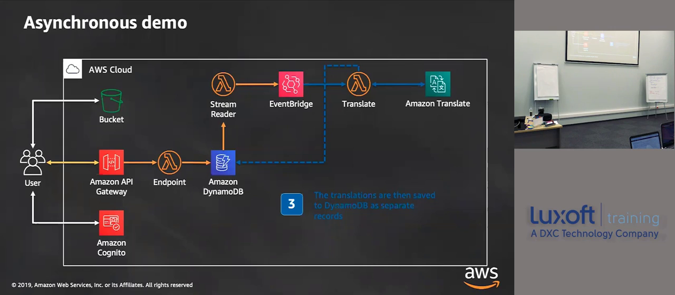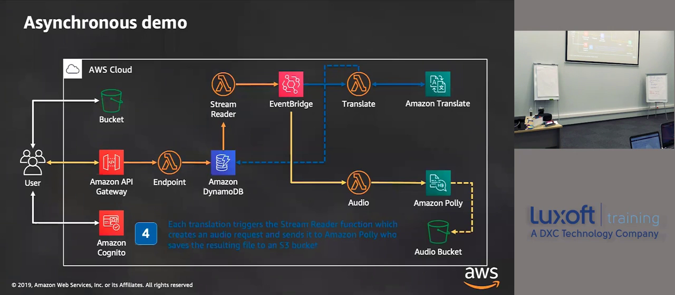So let me ask you this. If I'm writing data back to DynamoDB, what do you think happens next? It will send another event to Stream Reader. That's exactly right. It's more data in DynamoDB. So it sends another event to Stream Reader, but this time Stream Reader says, no, it's already come through as a translation. So what do I need to do next? I need to create an audio event. So it writes another event to EventBridge that says, create an audio event, which triggers this one to actually grab that data and create an audio event.